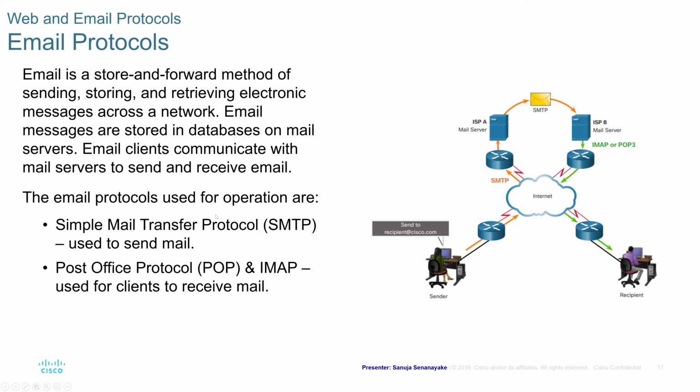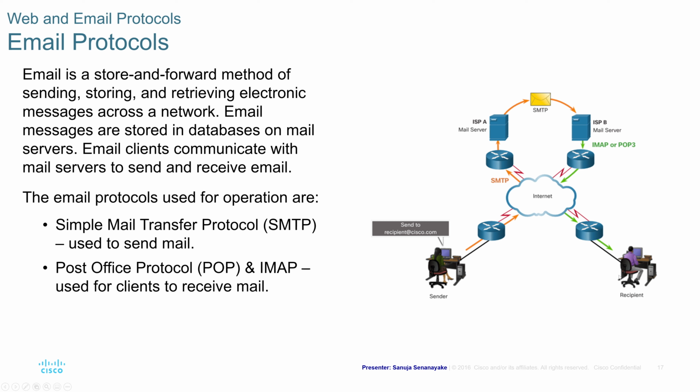The email protocols used for operations are SMTP, which is Simple Mail Transfer Protocol, POP, which is Post Office Protocol, and IMAP. So SMTP is used to send emails, and Post Office Protocol or POP and IMAP are used for clients to receive that mail. So the sender will be using SMTP and the receiver will be using POP to receive it.